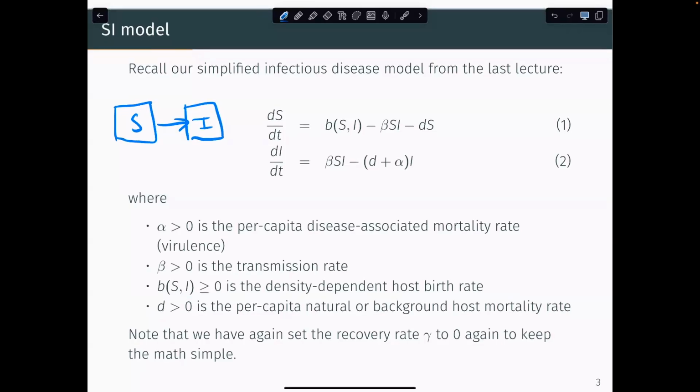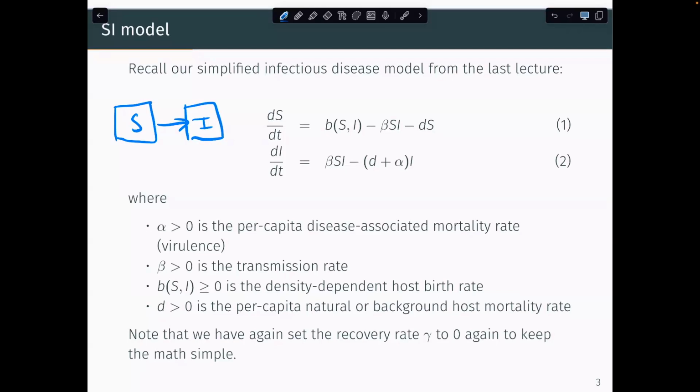Just to recap some of these terms here. So B of S and I potentially is our birth rate. Beta SI is our rate of new infections. So beta is our transmission rate. D is a non-disease associated mortality rate.